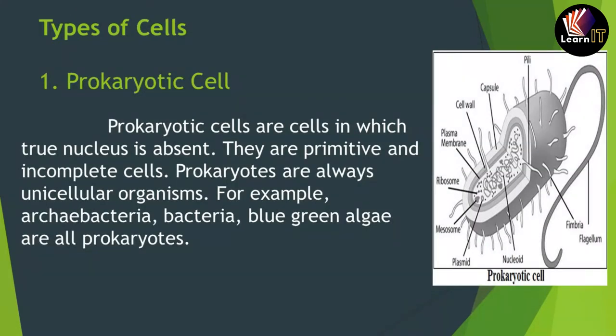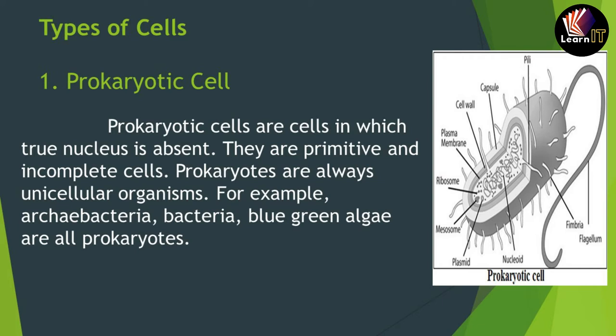Now let us divide this type of cells into two categories. We have already divided into sizes and shapes. Now we'll divide on types: what kind of organisms or what type of cells an organism has. The first is prokaryotic and second we'll study about the eukaryotic cells. Now what is the basic difference? I'll tell you further. But let us understand what is prokaryotic cells.